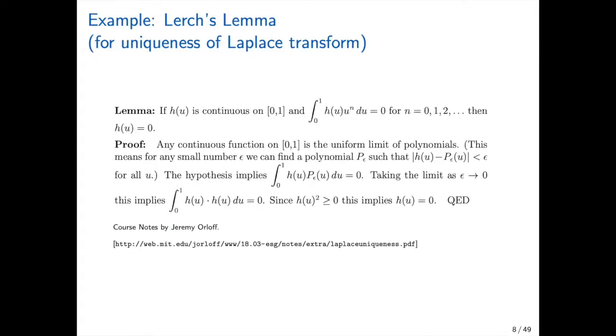I wanted to give one concrete example of how formal proofs in Isabelle look, sort of in the wild. So I took this from some course notes by Jeremy Orloff. It's Lerch's Lemma. It's about the uniqueness of the Laplace transform. Under some conditions, this function, a continuous function, is 0 if all of those integrals are 0. And the proof is, I don't know, take a continuous function, you know that it's the uniform limit of a sequence of polynomials. Then you can reason about it with intervals, taking limits, and then things go to 0.